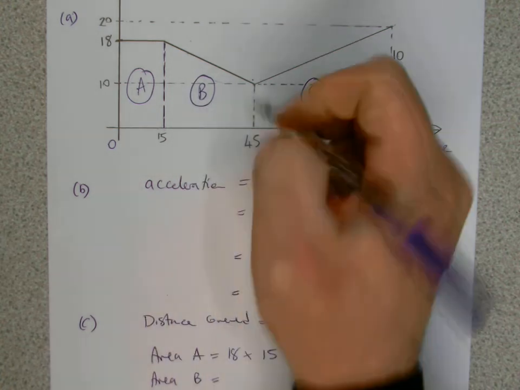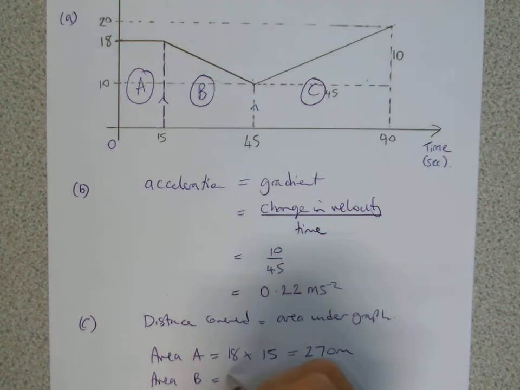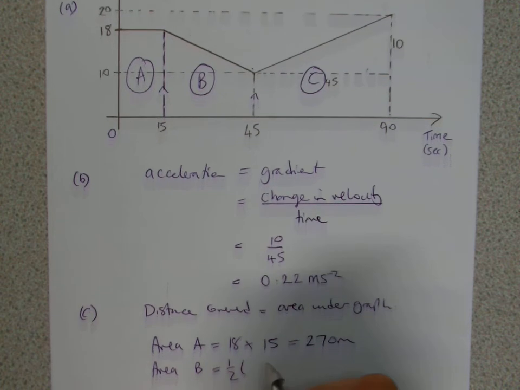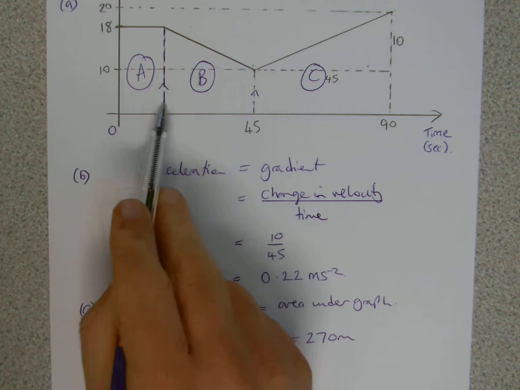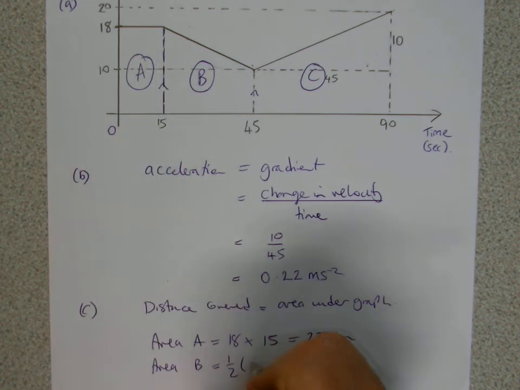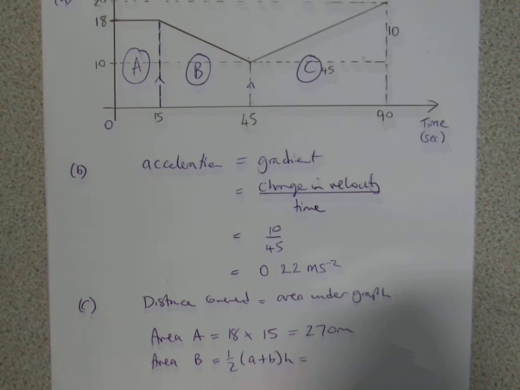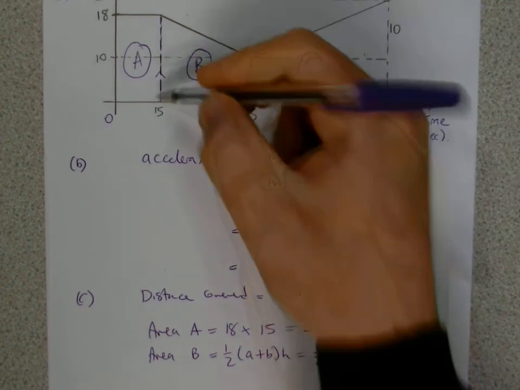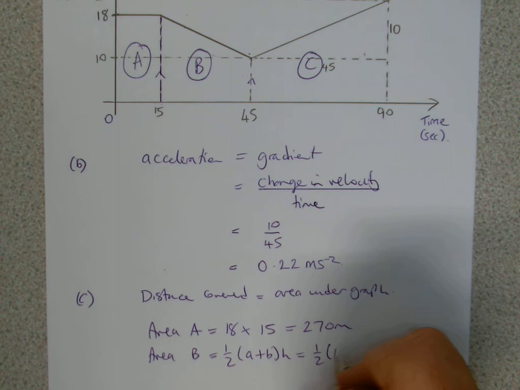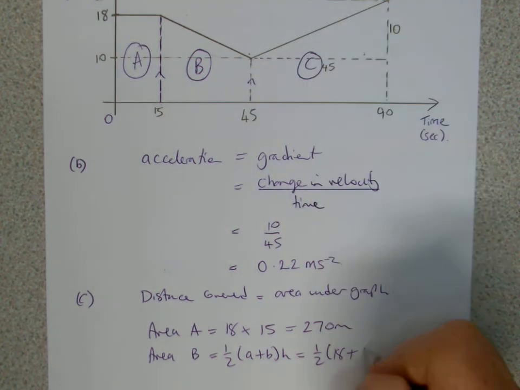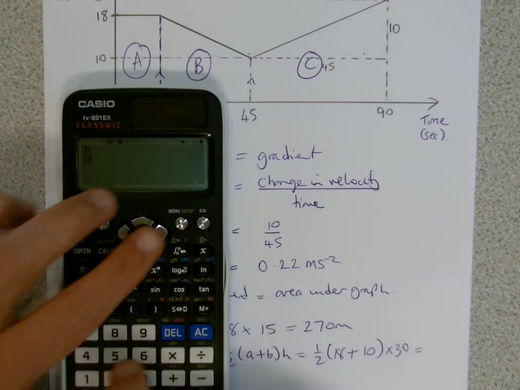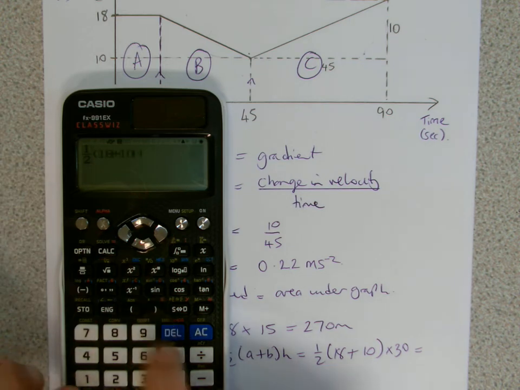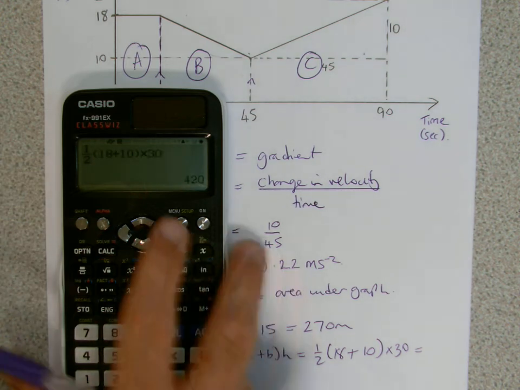Now this is a trapezium where these two sides are parallel. So it'll be half, the formula for it, because it's half A plus B, so these two sides added. So that side there is 18. Let me write the formula down first. So this side would be our A, that would be my B, which is 10, times the height between them, which is 30. We'll work that out. 1 half, 18 plus 10 times 30, and we get 420.